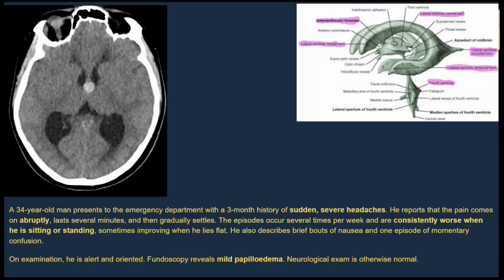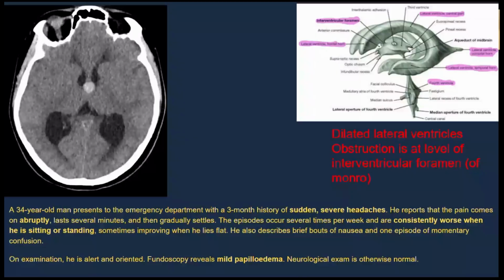Does anyone see anything wrong with the cisterns? I don't think there's actually any visible. Does anyone see any issue with the brain tissue itself? And then does anyone see anything wrong with the ventricles? They are enlarged. Do you know which one that is? I think it's just giving it away, but yes, the lateral ventricles are enlarged.